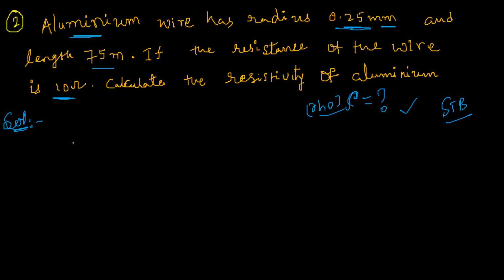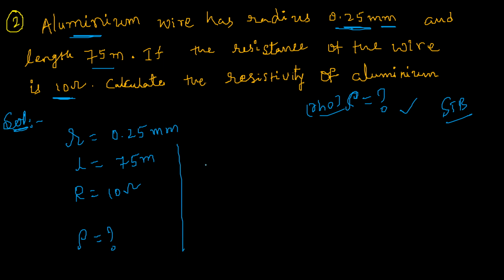First of all, what is the given data? First we need to write the given data. The given r equal to 0.25 mm, length L equal to 75 meter, and resistance 10 ohm. So this is the data given in the problem. What we have to find out is the resistivity rho.